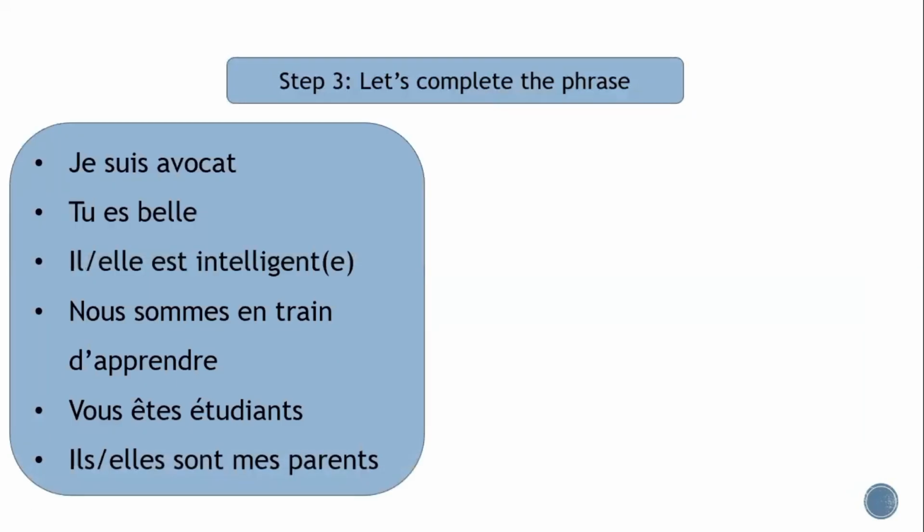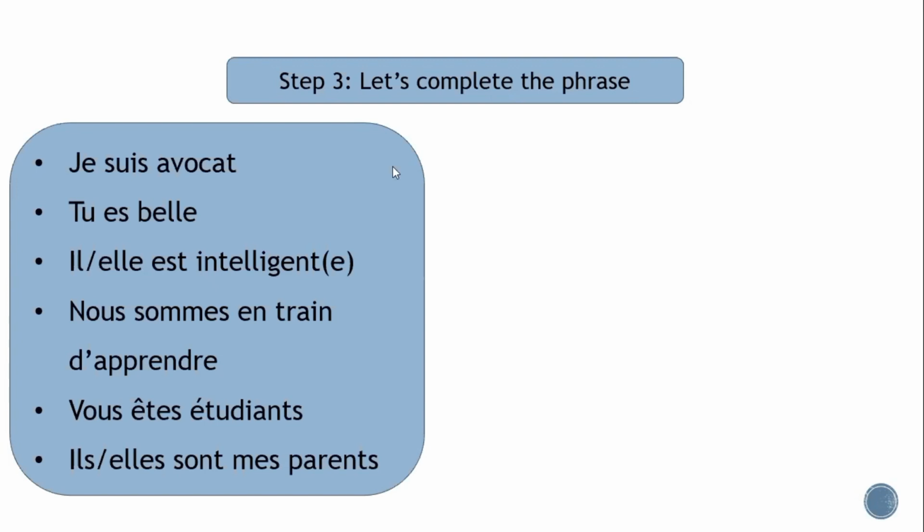Okay. So we just complete the phrase by adding some, let me say, some noun or adjective to it. So we have je suis avocat. Tout le monde? Je suis avocat. Others are not speaking. Je suis avocat. Perfect. Tu es belle. Tu es belle. Il ou elle est intelligent(e).